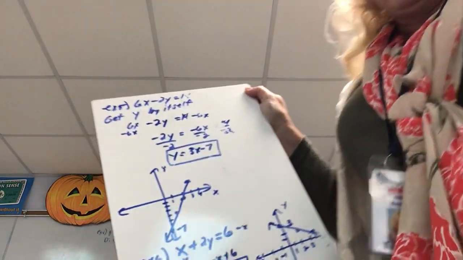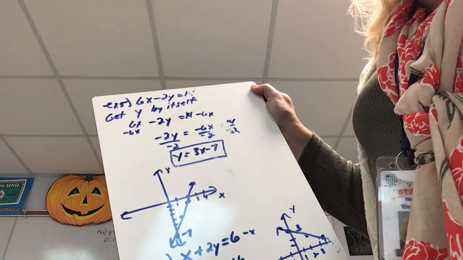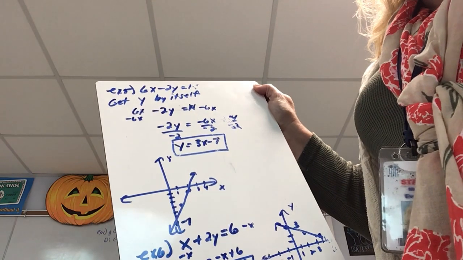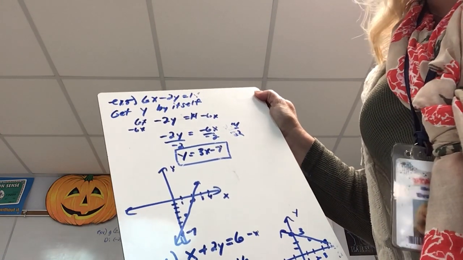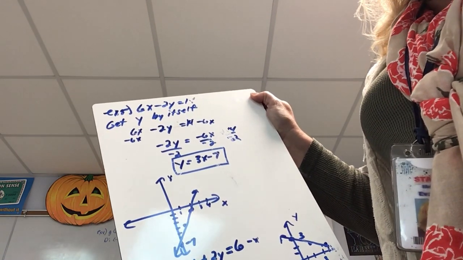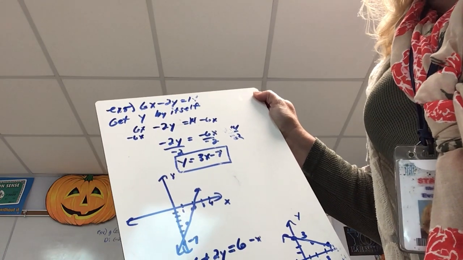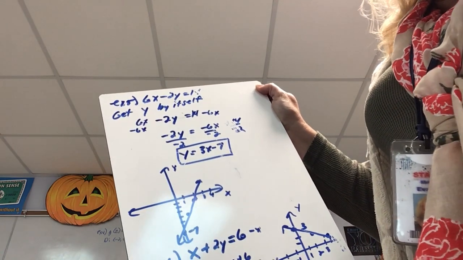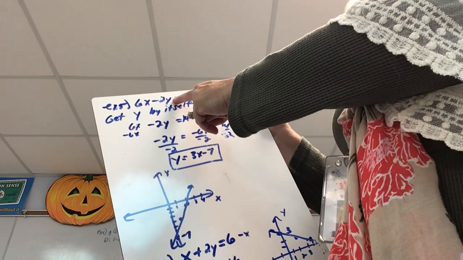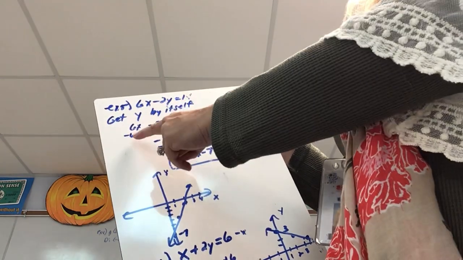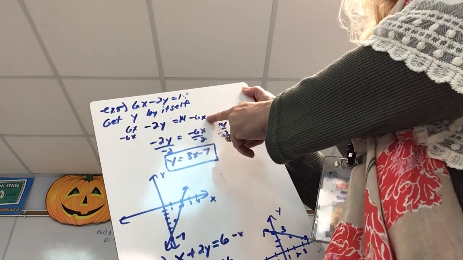Okay, now let's talk about using slope to graph a line. So I'm going to change this just a little bit on example 5. I have 6x minus 2y equals 14. So what I'm going to do is we're going to practice getting y by itself. We need to be doing that. So I need to get y by itself. So the first thing I'm going to do is I'm going to subtract 6x from both sides.